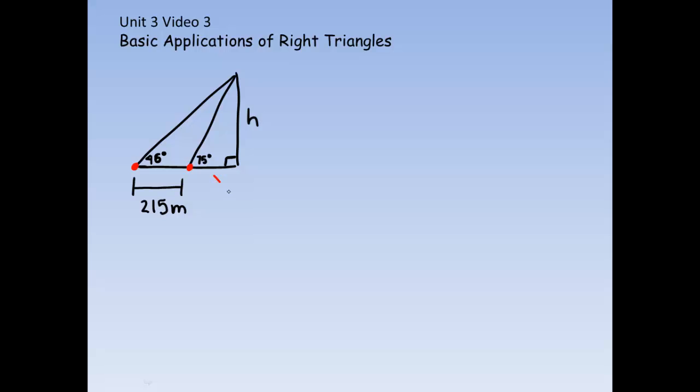So I'm going to put an x here on this measure, on this part of my base. And I'm going to be looking at the small triangle, and I'm going to write a tangent expression for this triangle here, and only this triangle. So that would say that the tangent of 75 degrees is equal to h over x. And that doesn't really help me at all because I have two variables.